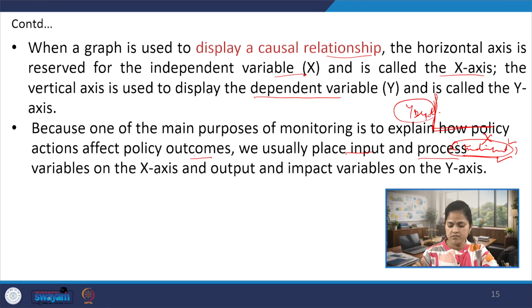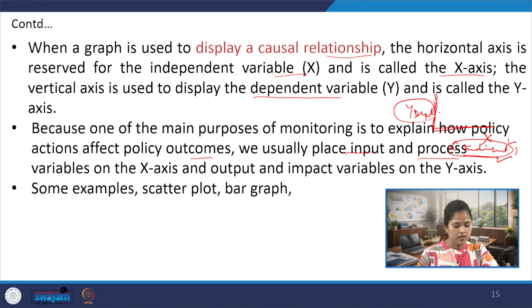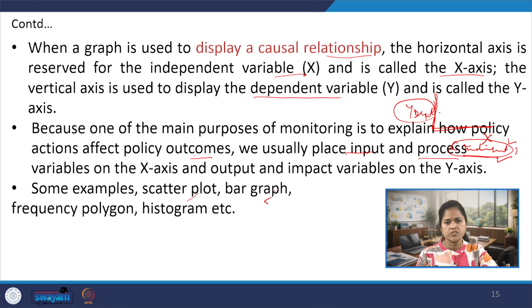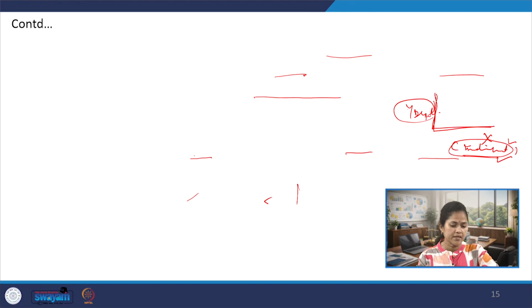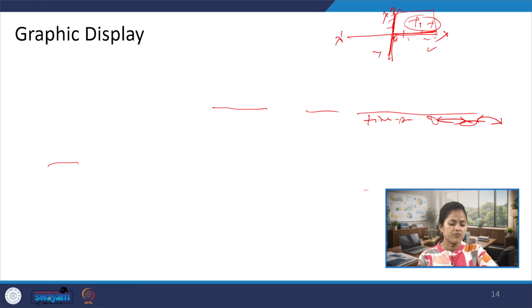Okay, so this is something you need to take into account. Some examples of graphic display are the scatter plot, the bar graph, the frequency polygon, the histogram, and likewise. You can find many other graphical displays that you can use for policy monitoring purposes as well. So these are some of the techniques that we can use for graphic display.